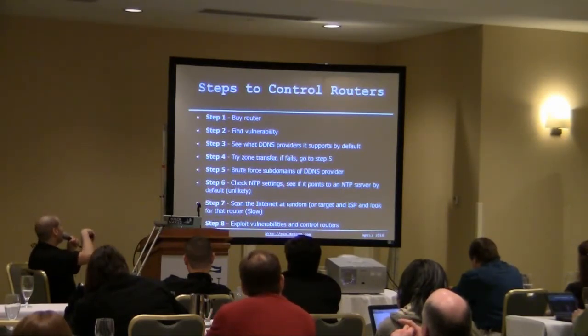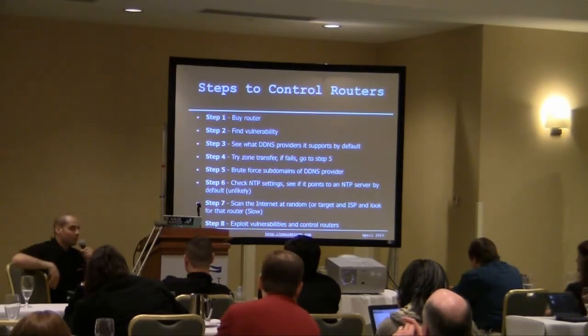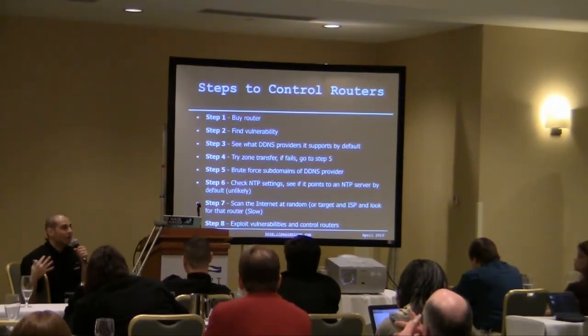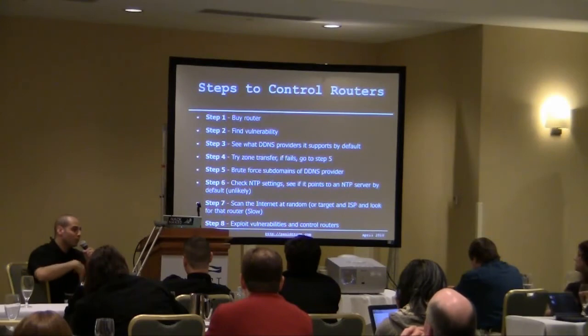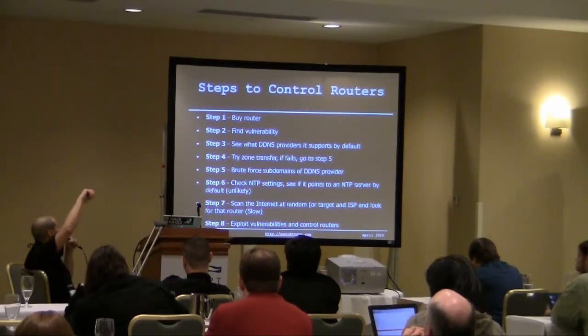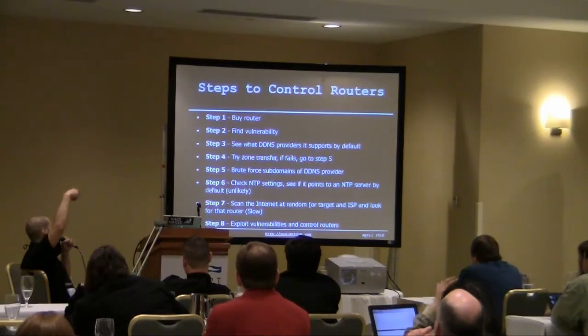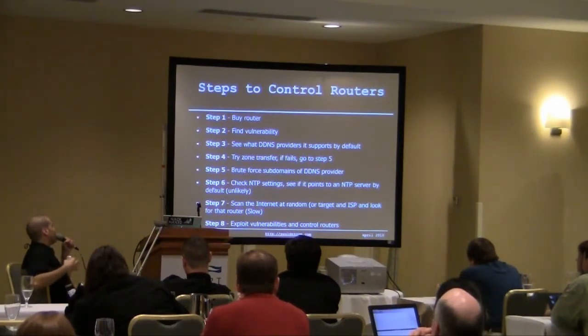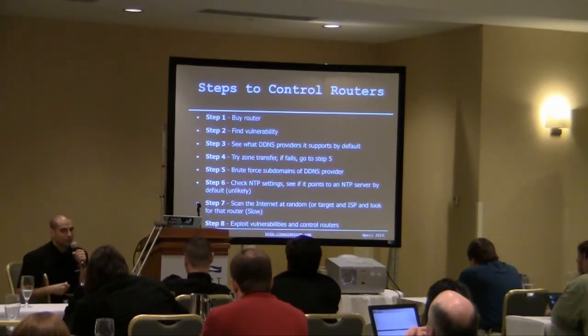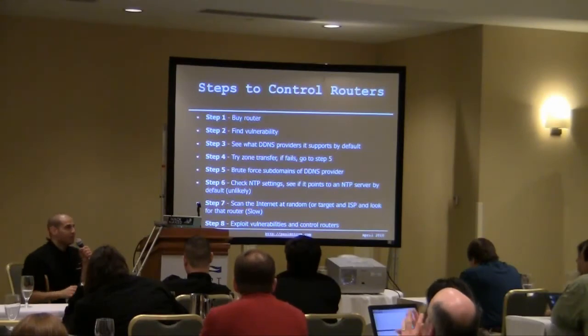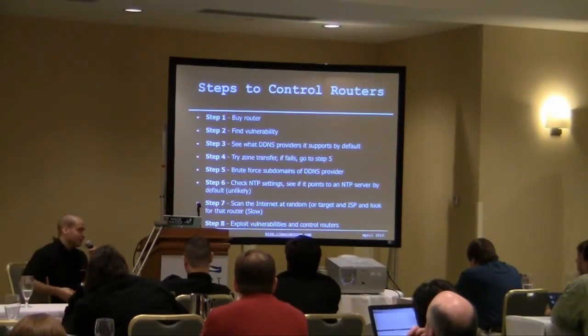If zone transfer fails, we can start brute forcing subdomains, so we can get dictionaries of likely host names, then brute force the subdomains to find devices. That can be faster. We can check the NTP settings, see if it points to an NTP server, not likely. We, of course, can also scan the internet at random, which tends to be kind of slow. Then using all of those methods, get a nice list of routers to attack, exploit the vulnerabilities and control the routers. So that's the kind of methodology of the attack that I envision that I think we need to start protecting ourselves against.